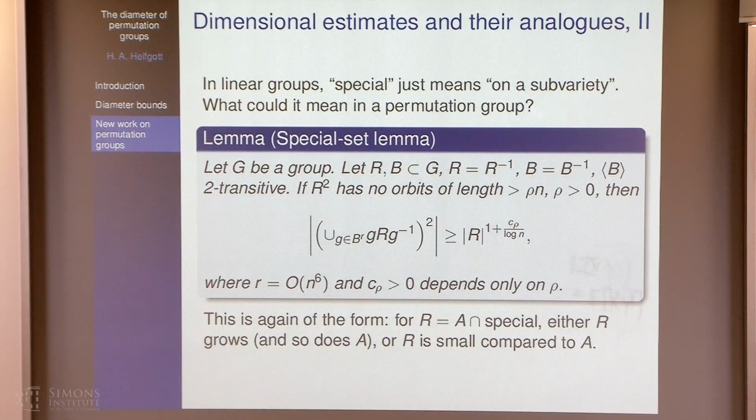So again, taking another step back, you can start with a set that doesn't grow, and this can be used to limit how large the intersection of it can be with a special set defined by some sort of restriction, which is now a restriction on the orbits. It's no longer something algebraic geometrical.